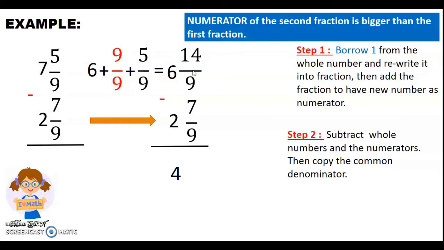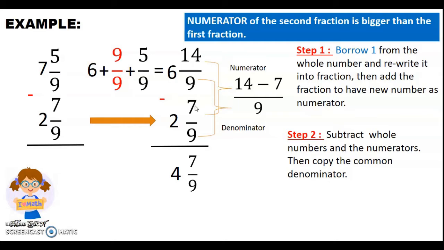As you can see, now our first fraction is bigger than the second fraction. So let's subtract them. Subtract the numerators, which is 14 minus 7, and then copy the common denominator. So 14 minus 7 is 7, and our common denominator is 9. So our answer is 4 and 7 over 9.